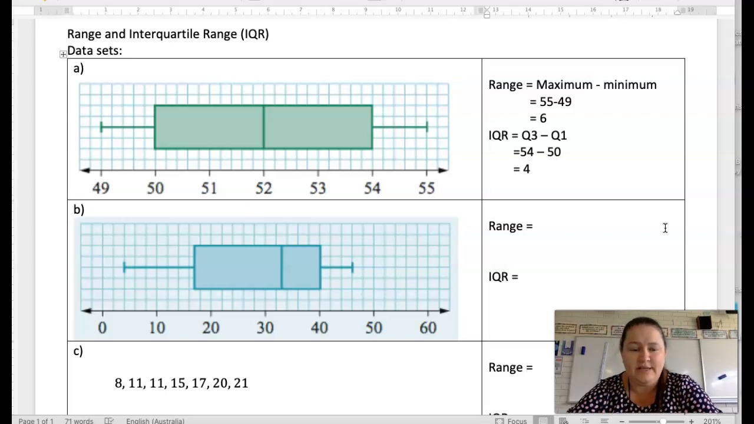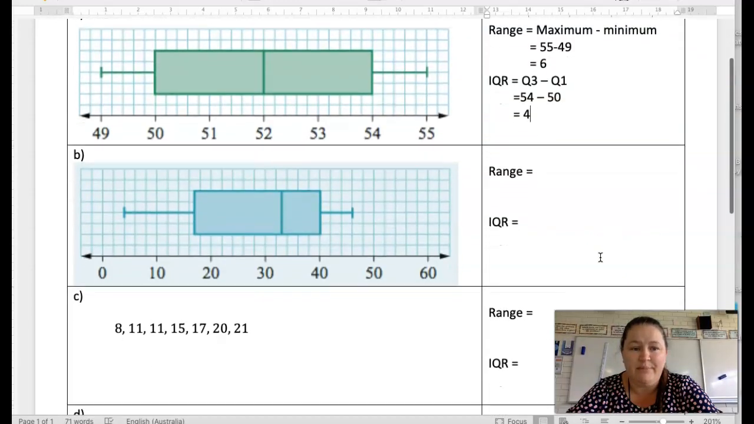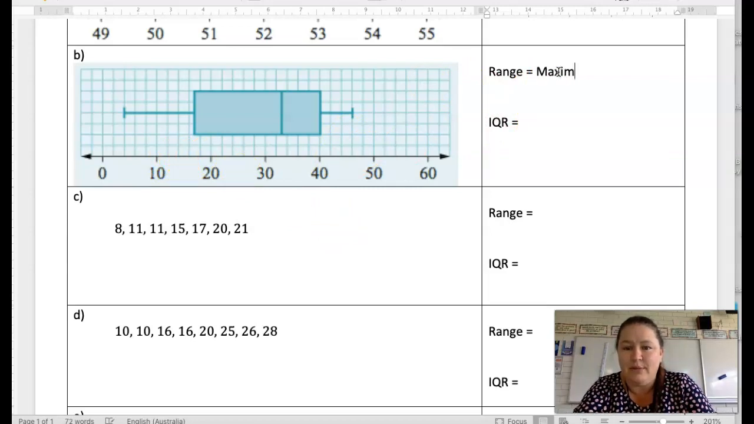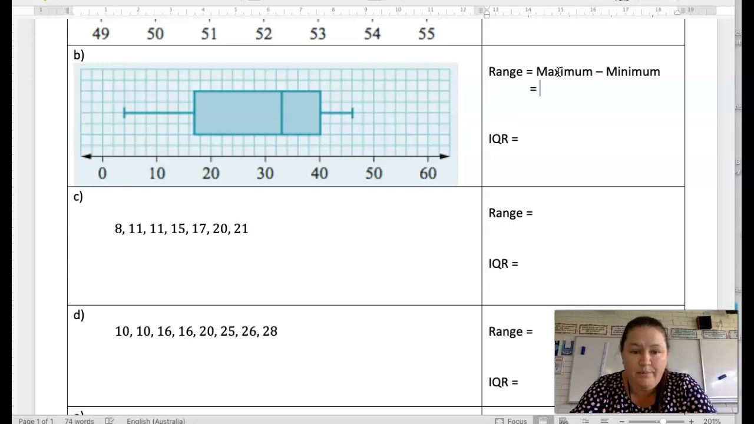Okay, let's look at the next one underneath. Again, we've got a picture of a box plot. To calculate the range of this one, be careful with the scale. Can you see what it's going up by? 2, 4, 6. It's going up in 2s. So for the range, we've got the maximum, which is 46, and we're going to take away the minimum, which is 4. So it's 46 take 4, which is 42. That one's got a really big range in comparison.